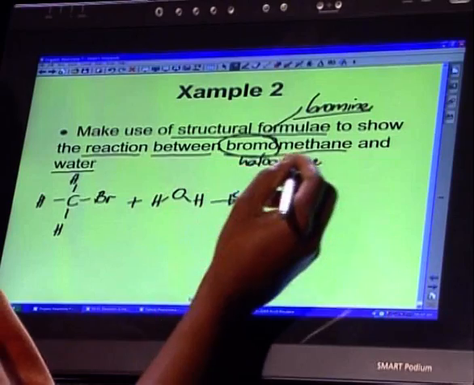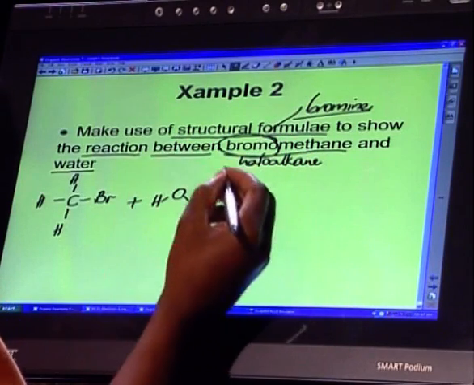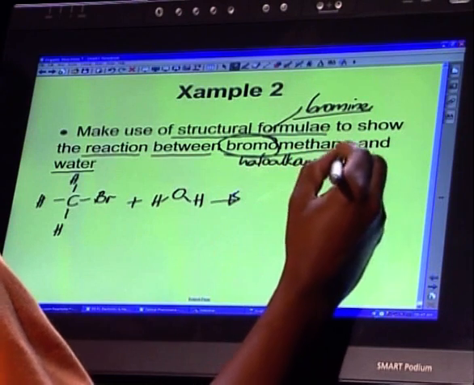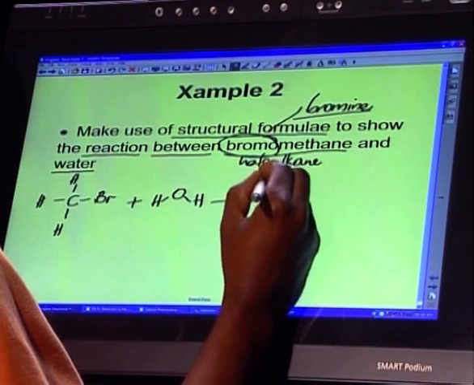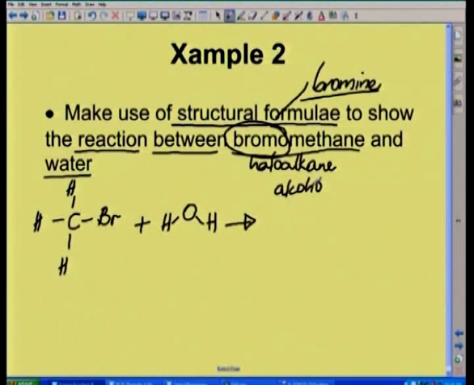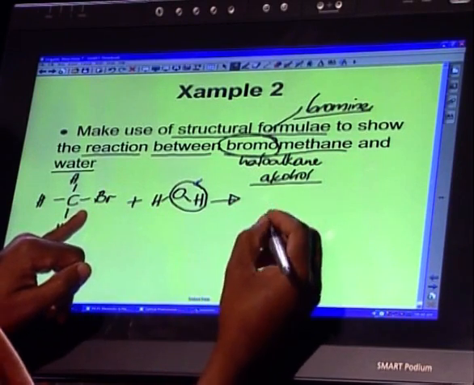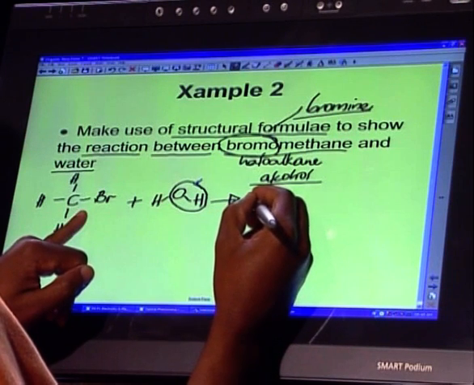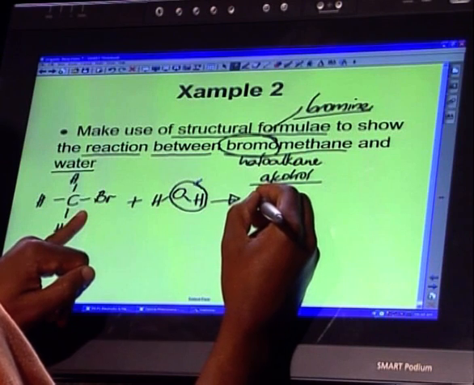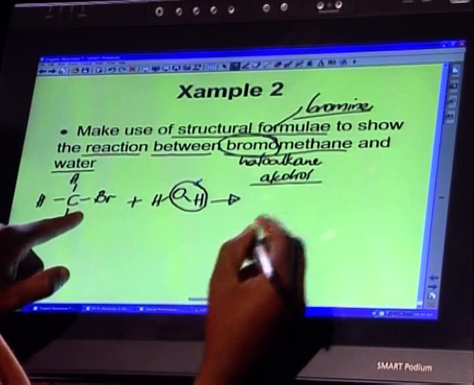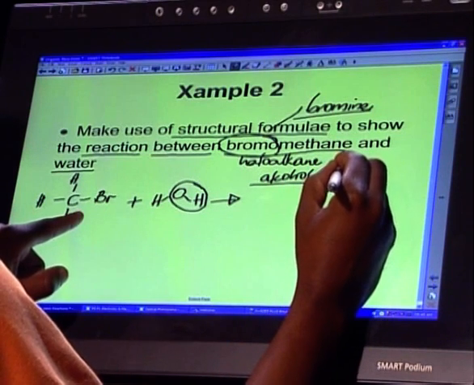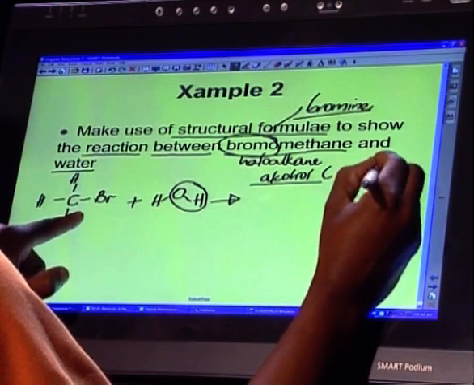Now, we are told that when hydrolysis takes place, an alcohol is formed. One of the products formed is an alcohol. Definitely it tells us that one of the OH here is going to come to the methane here. How is that going to happen to give us the alcohol? In this case, if this is bromomethane, the alcohol we're looking for should be methanol.